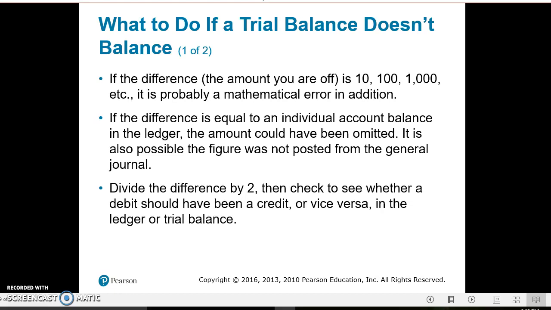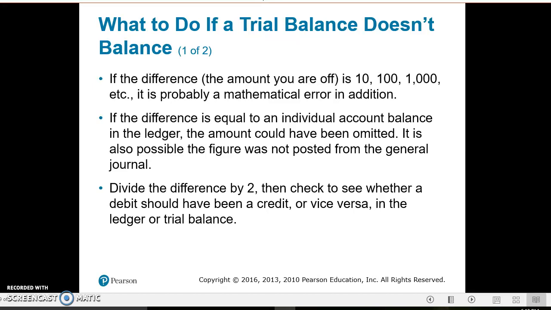What if it doesn't equal? One, you need to check how far you are off. How far are your debits and credits off? If you're off by 10, 100, 1000, it's just a mathematical error. You need to re-add again. And that's why I always tell everyone to add up their columns twice before you even say that it's wrong. If someone comes to me and says my debits and credits don't equal, and I ask, did you add each column twice? If they tell me no, then I won't even help them. They need to add them twice to make sure.